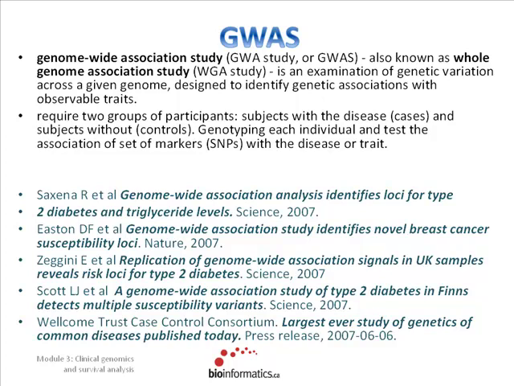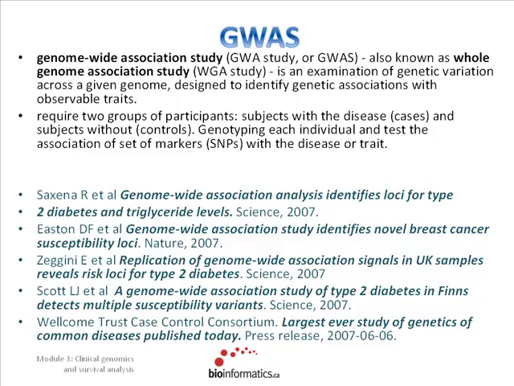So what is the genome-wide association study? Just to remind you, it is an examination of genetic variation across a given genome designed to identify genetic associations with observable traits. This type of analysis requires two groups of participants, subjects with a disease, cases, and subjects without disease, controls. So first you do the genotyping of each individual, and then you test the association of a set of markers, SNPs, with the disease or trait. So this is just a list of some of the recent publications where the GWAS has been used for the detection of some polymorphisms that could contribute to risk of a number of diseases, including diabetes 2, breast cancer, and others.